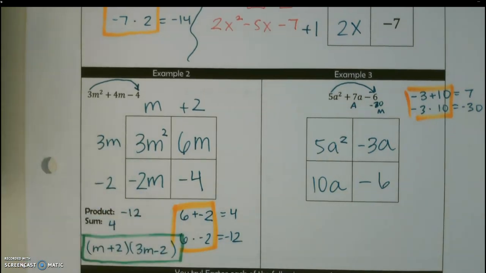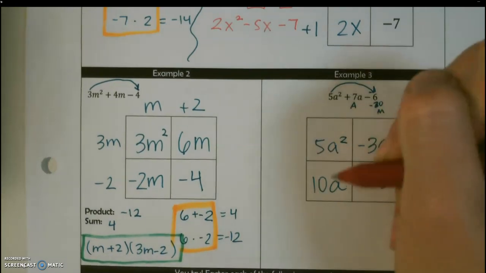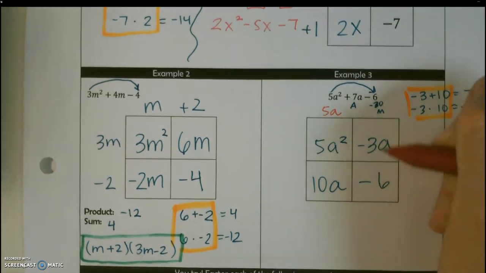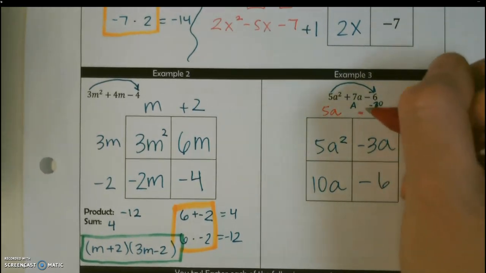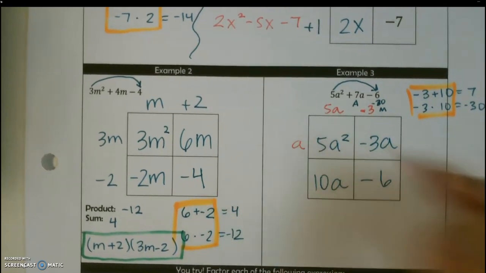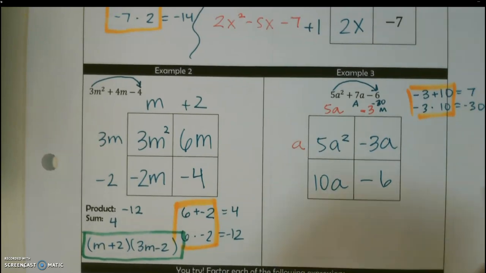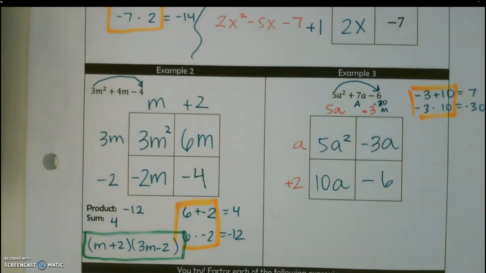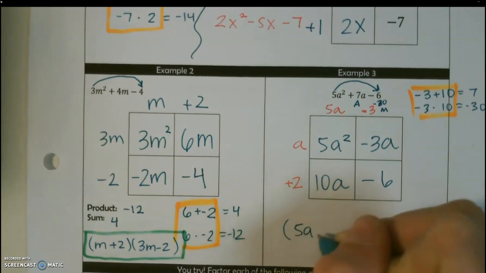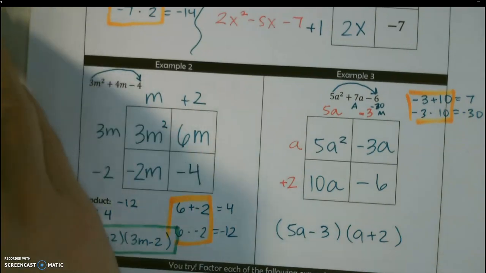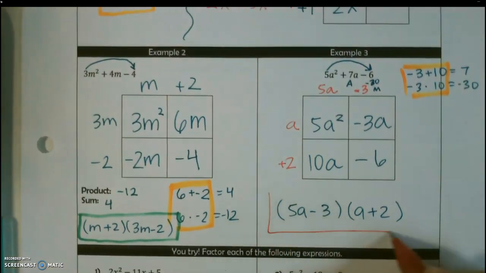Okay, let's take out the GCF of each column and each row. On this one, you could divide out a 5 and an A. This one has a leading negative, so you could take out a negative 3. On this row, you could take out an A. And on this row, you could take out a 2. Now we found that our final answer would be 5A minus 3 times A plus 2. And I'll just go ahead and box that off.